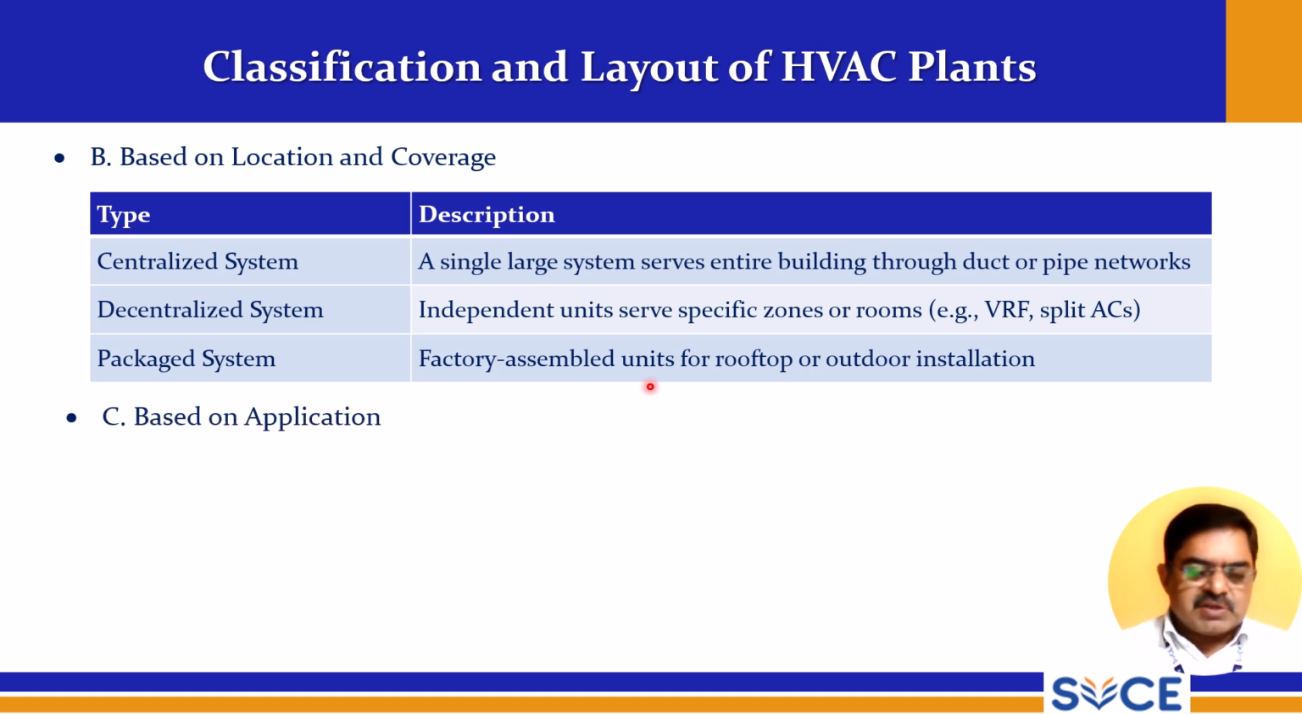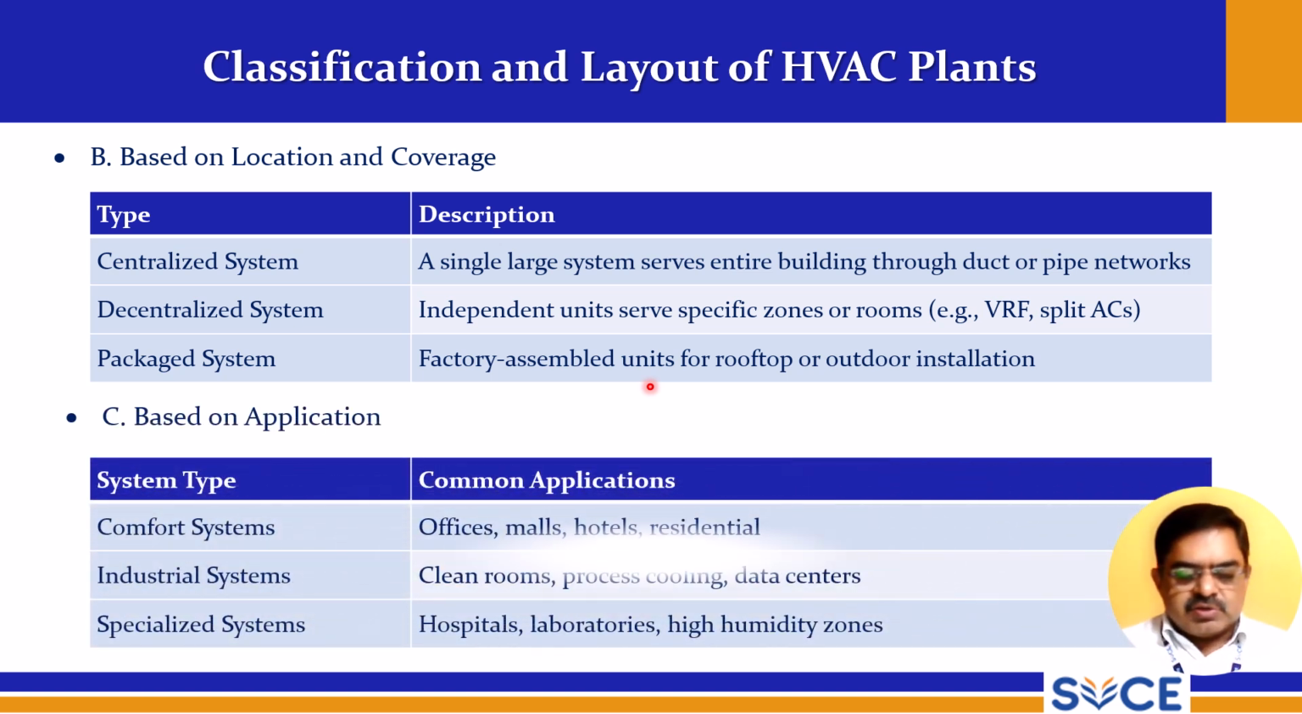Next is based on application. Comfort systems: offices, malls, hotels, residential. Industrial systems: clean rooms, process cooling, data centers. Specialized systems: those are the places where very critical operations take place, like ICUs in hospitals, laboratories, high humidity zones.